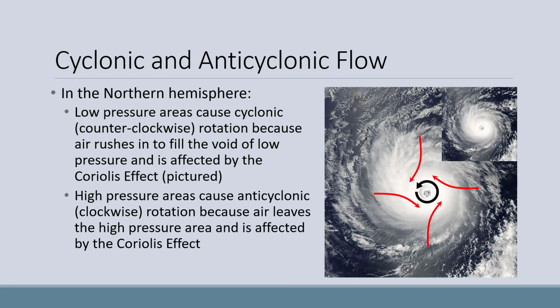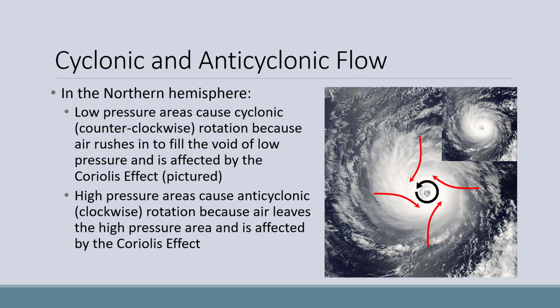So let's look at that cyclonic flow again via an aerial view of a storm system to really show how the rotation gets set up. Remember that in the northern hemisphere, areas of low pressure, which is pictured to the right, create cyclonic or counterclockwise rotation because air rushes in to fill the void of low pressure. And that air is affected by the Coriolis effect, which deflects all incoming air to the right in the northern hemisphere. This is shown by the red arrows on the image. That means the actual storm system rotates to the left or counterclockwise, shown by the black arrow in the image.